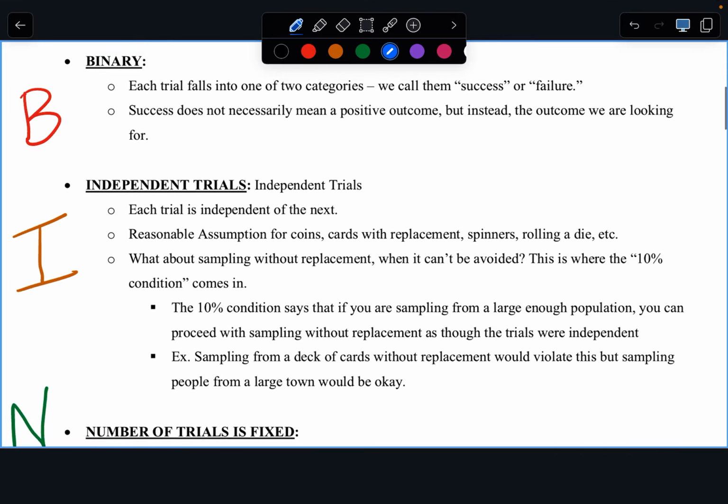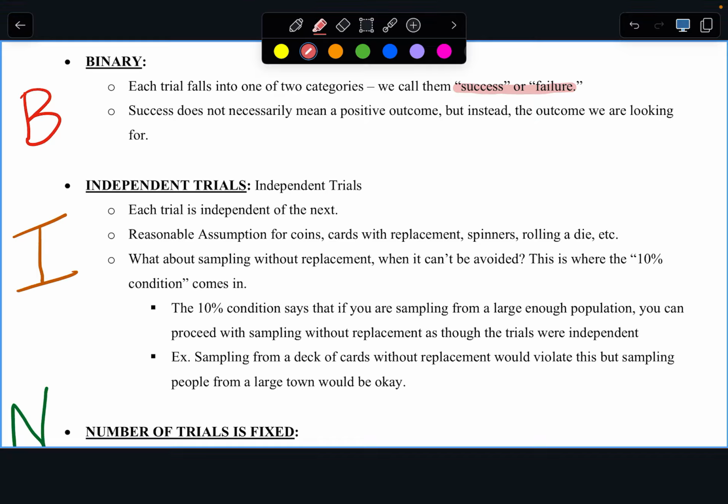So what it stands for. Binary is the condition of having a success or fail. Again, successes in stats don't always mean the positive outcome. It sometimes means the negative, like you're trying to see, did someone die from heart failure? That would make it a success.